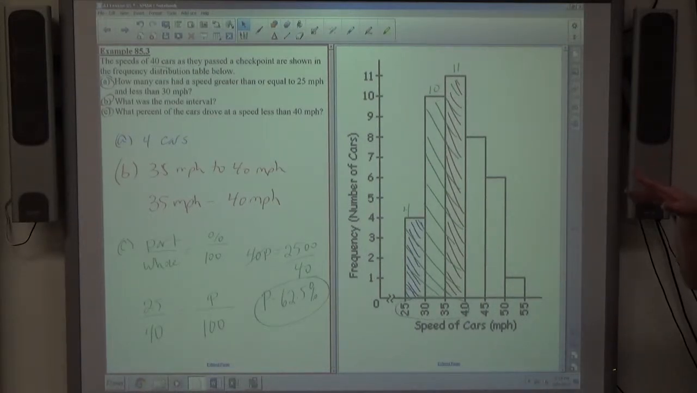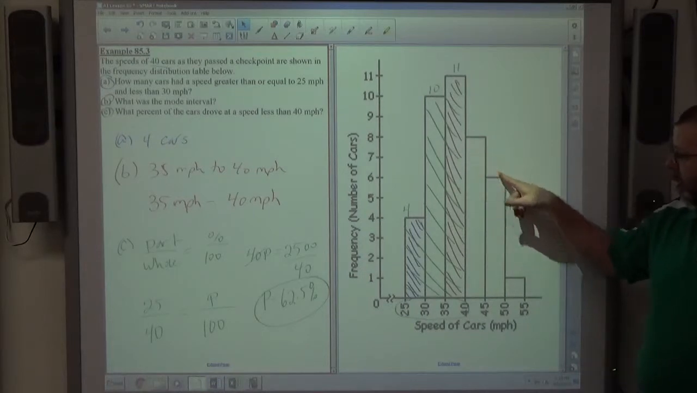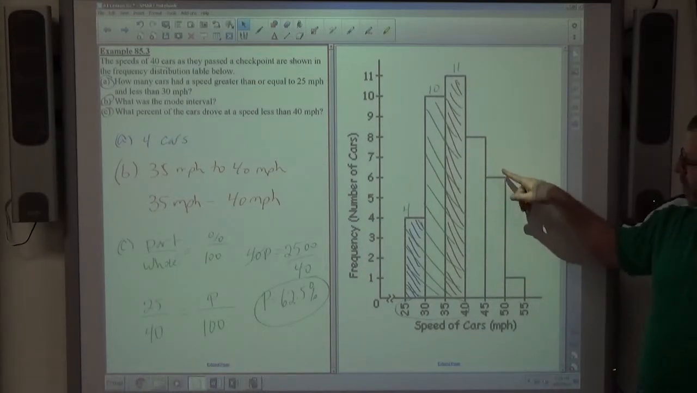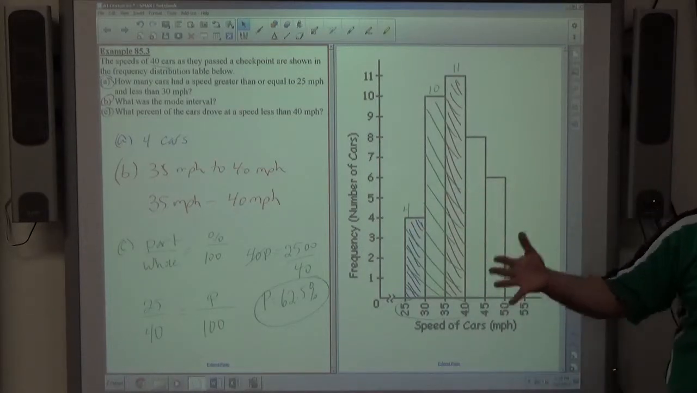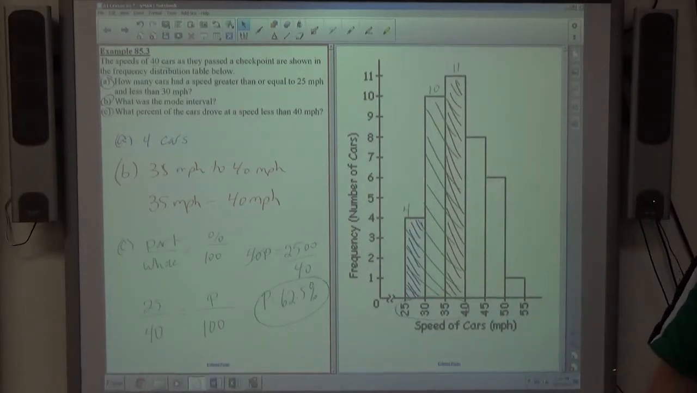If they didn't tell me 40 cars, I could have found that also by adding up all the bars. 8 plus 6 plus 1 makes 15, added to the 25 makes a total of 40 speeds there. So we can find the whole if they don't tell us. Keep that in mind.